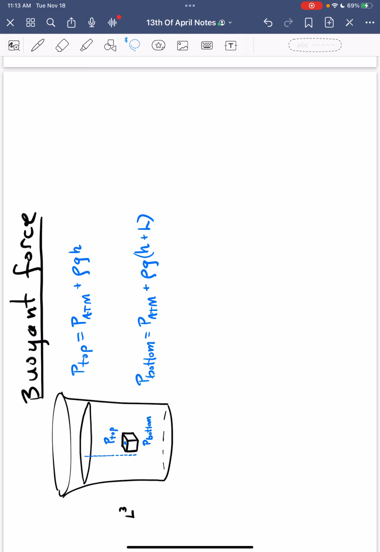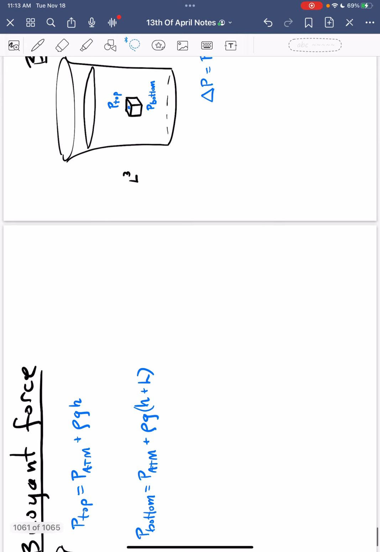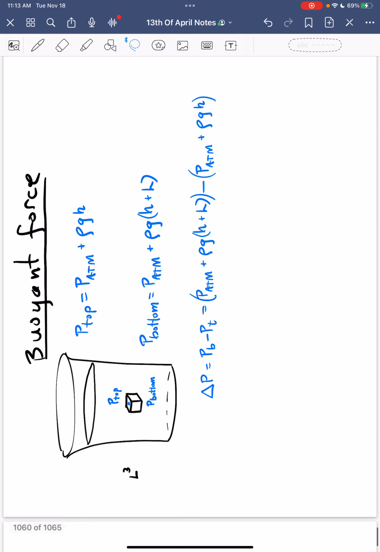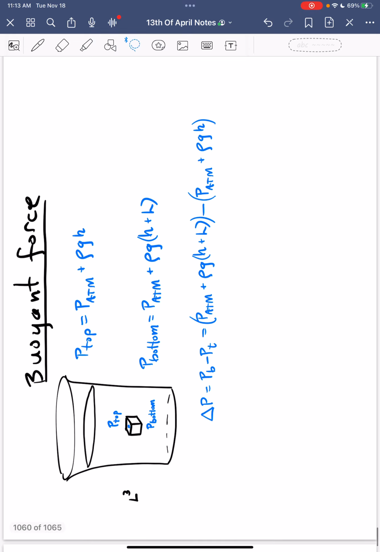Well, with that slightly increased pressure, what that means is that you're going to have a difference in pressure between the top and the bottom of the cube. That difference in pressure can be explained by this, pressure bottom minus pressure top. And so I just take these terms, and I subtract them. All right, here's the pressure at the bottom, here's the pressure at the top.